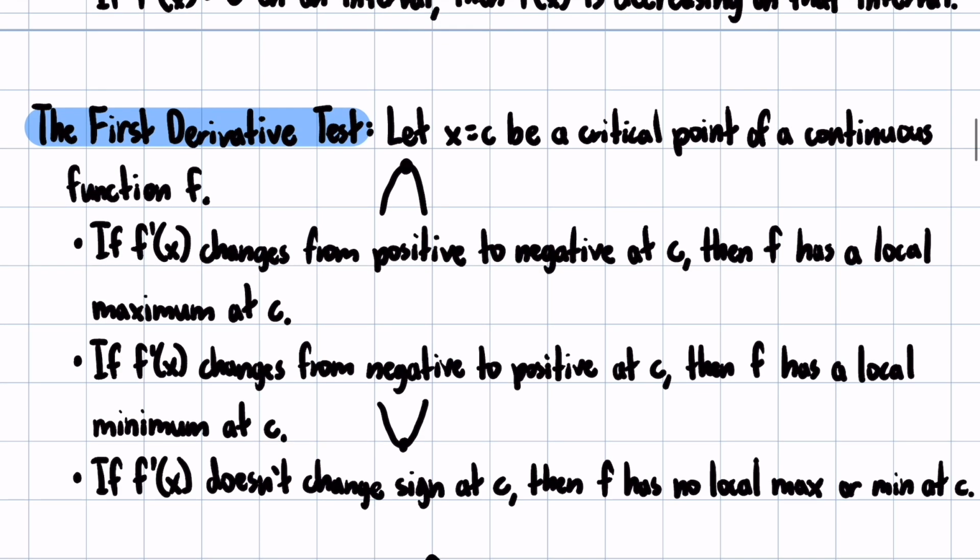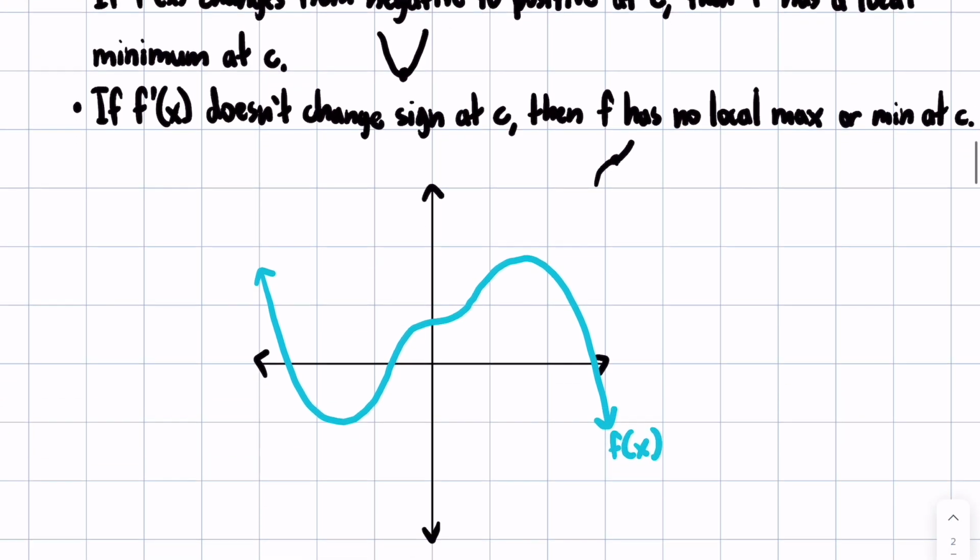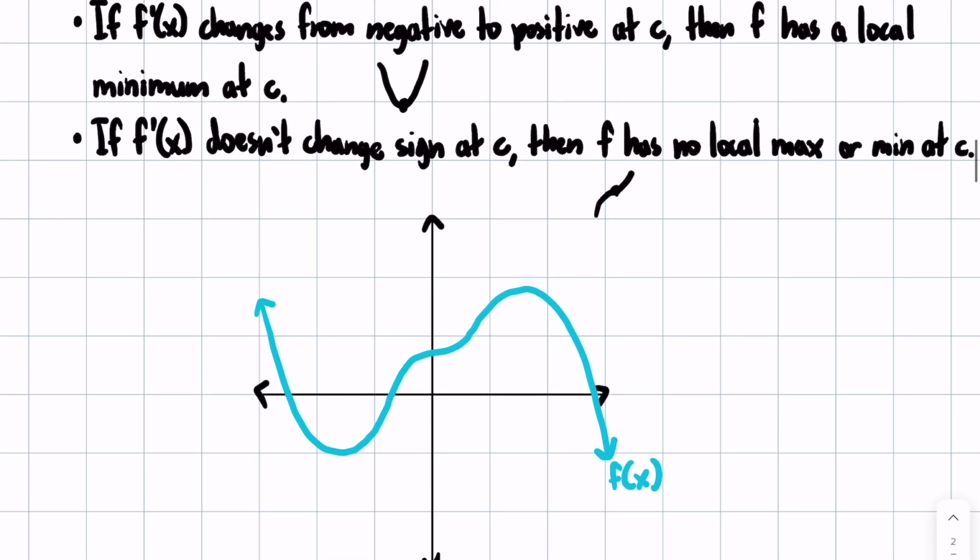And then if f prime doesn't change sign at c, so say it goes like this, then there's not going to be a local maximum or minimum at c. So this would be a graph of f, right? And we see that its slope is staying positive the whole time, so there's no local maximum or minimum there. So let's look at some examples here.